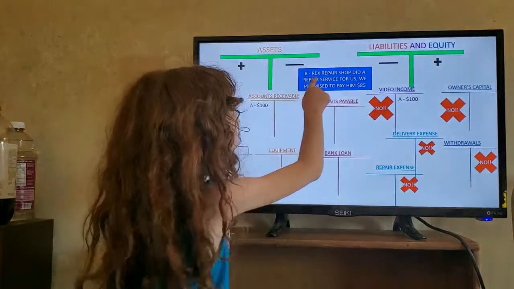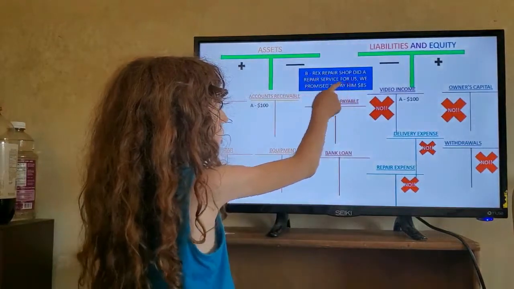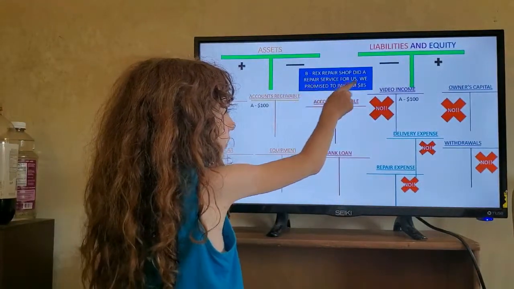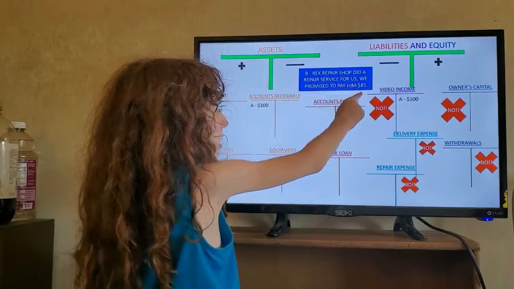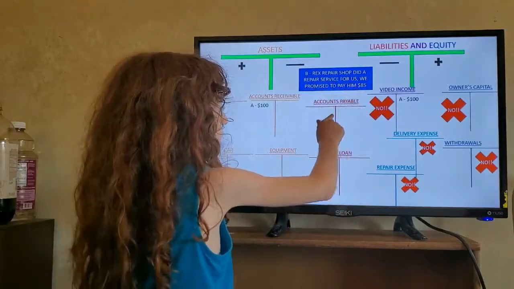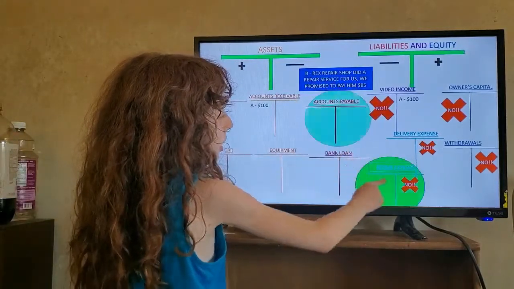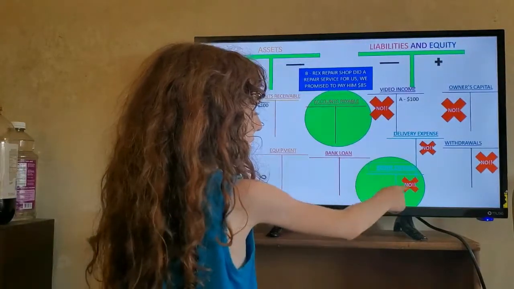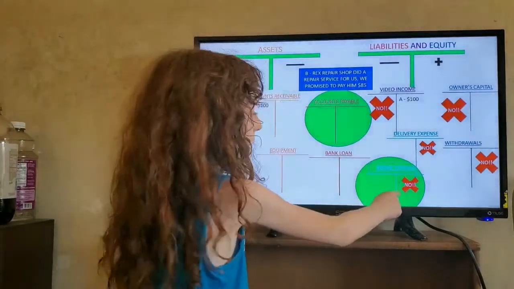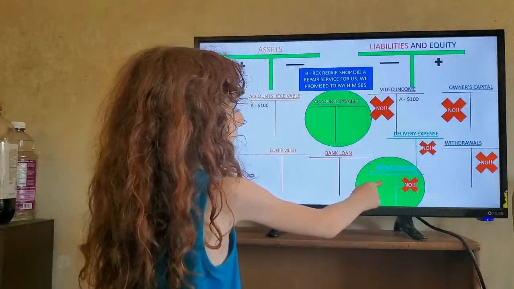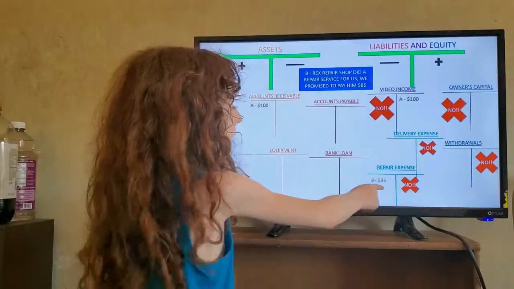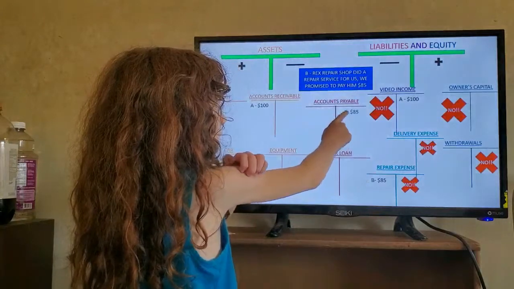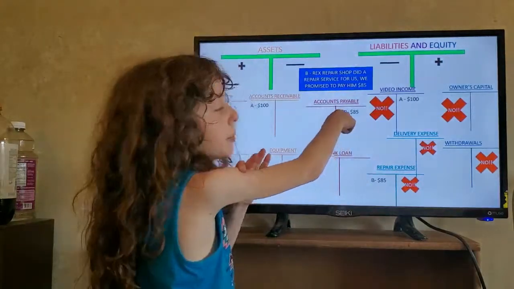Transaction B. Rex Repair Shop did a repair service for us. We promised to pay him $85. So it's accounts payable and repair expense. Repair expense has a no X on the credit side, so it has to be debit. And if repair expense is debit, accounts payable has to be credit.